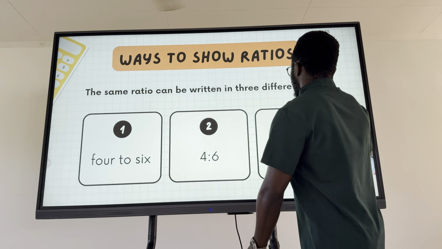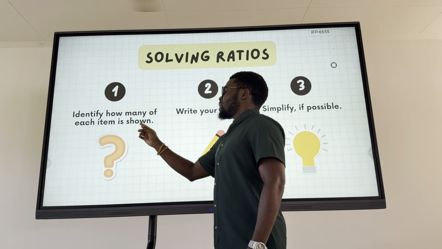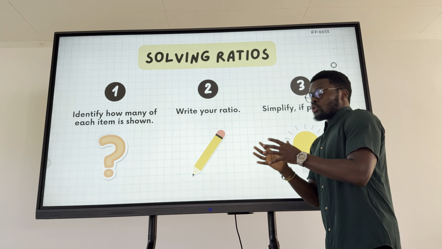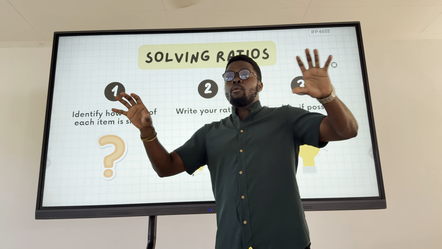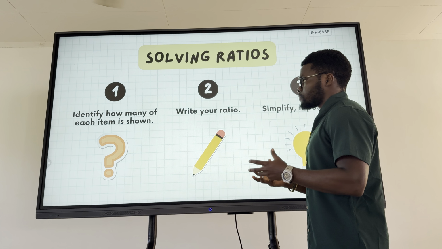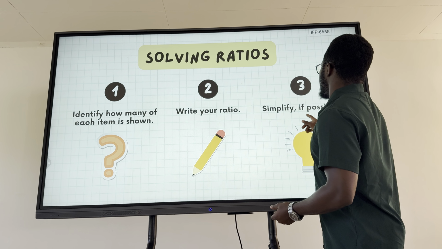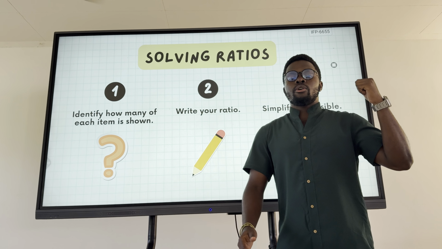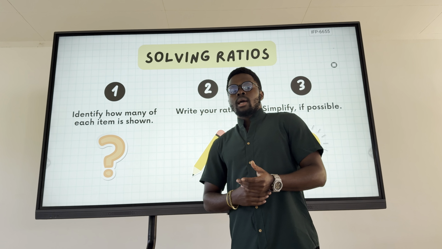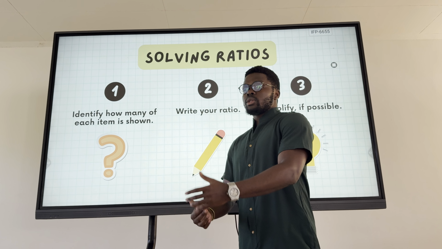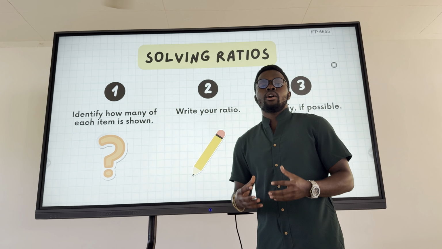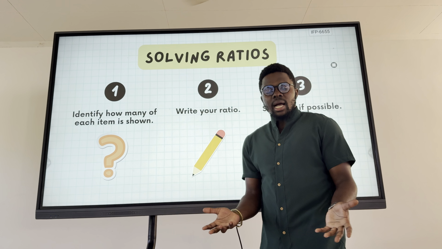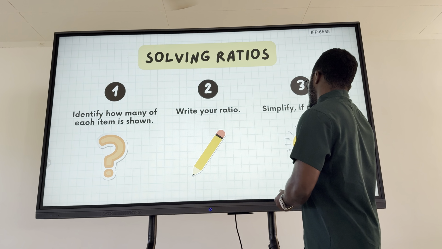Let's go deeper. Now, we're going to identify how many of each item is shown, and we shall also write your ratio after identifying how many items are shown for a given item. So simplify if possible. We shall also learn how to simplify ratios. In my previous videos, we simplified ratios, and I want to give some continuity to this by diving deeper into simplifying the ratios and understanding them to make it easy for you to deal with them as a whole topic. You get what I'm saying?